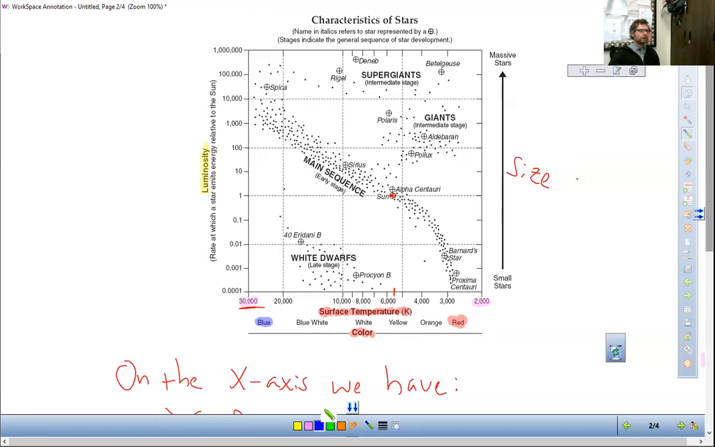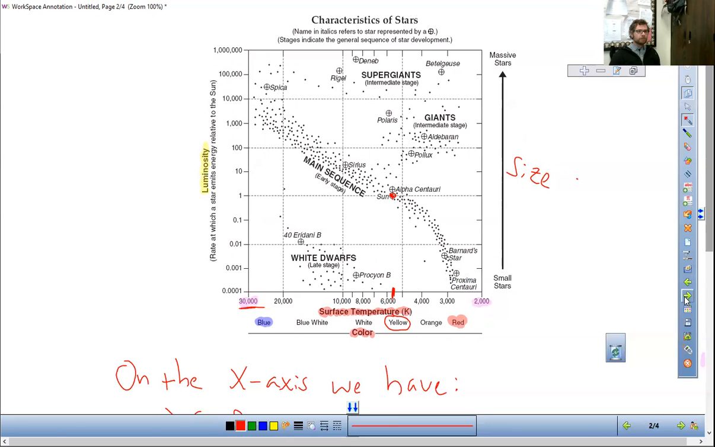Again, if we were to look at the sun here. So again, here is our sun. We go straight down to find our temperature. Like I said, it was about 5,500. And we continue down and we discover that the color of our sun is yellow. And we know this to be true. We've all seen the sun. The sun is absolutely a yellow star. So that is our x-axis. Along our x-axis, we have temperature and we have color.